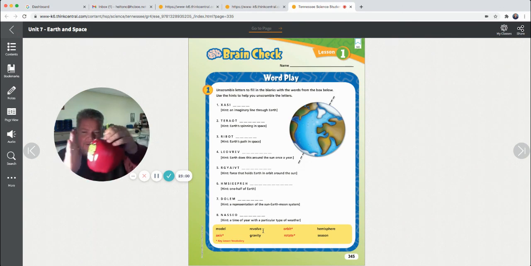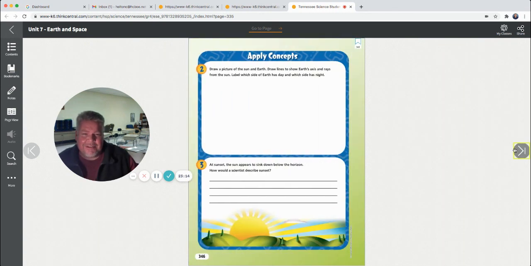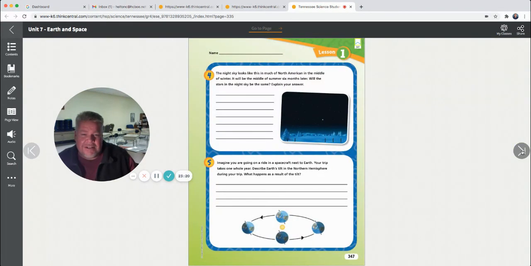Gravity holds things together. Hold your feet to the ground. Rotate, remember rotate is like spinning in one place, like a top spinning. And then season, it's caused by the tilt of the earth either towards the sun or away from the sun. All right, if you'd like to go through these pages in your book and follow those directions, I think it would help you understand today's lesson even better.